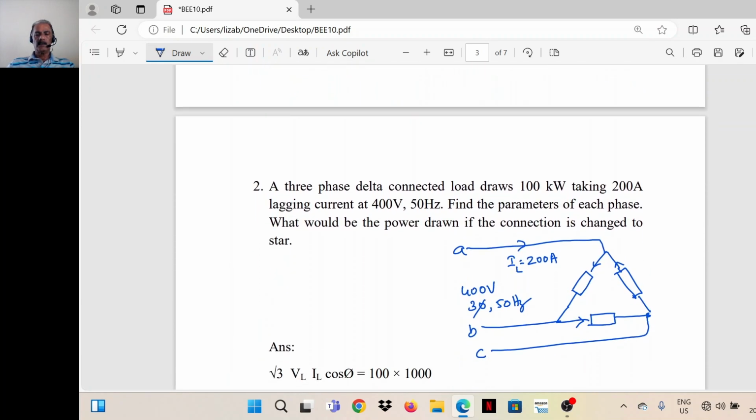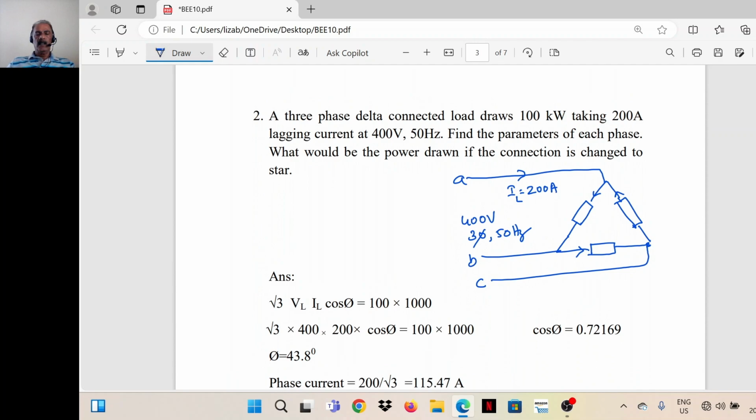Now next, a three-phase delta connected load draws 100 kilowatts.